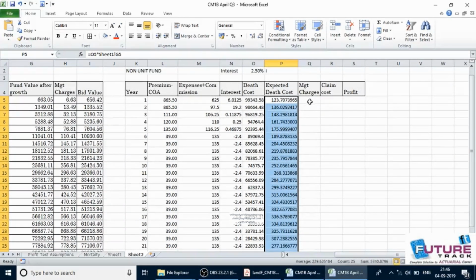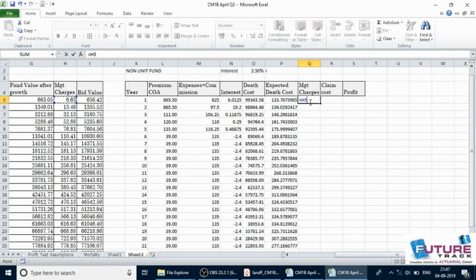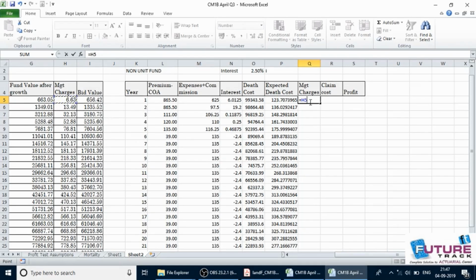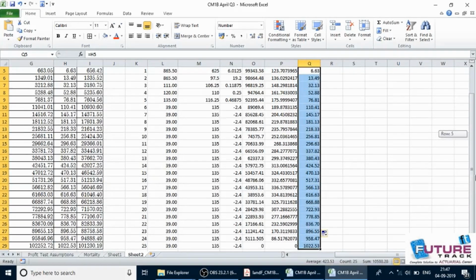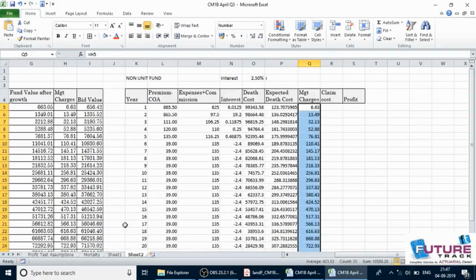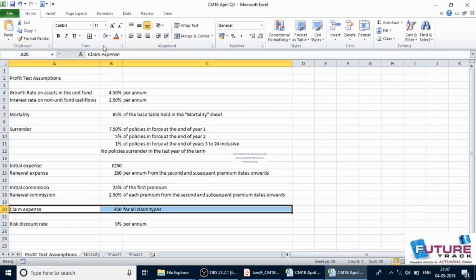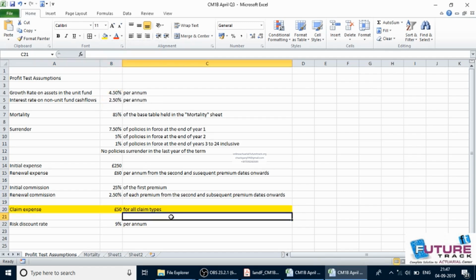Now what are the management charges? Management charges in the unit fund are an outflow. In the non-unit fund, they are an inflow. So double click this, we get the cost. There is a claim cost which is given in our question, in the profit testing assumption. Claim expenses are there, which is 50 for all claim types.